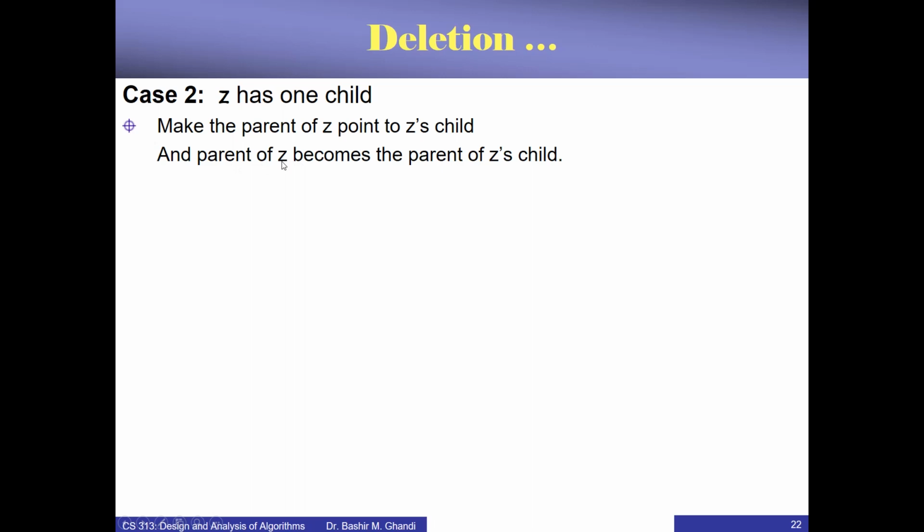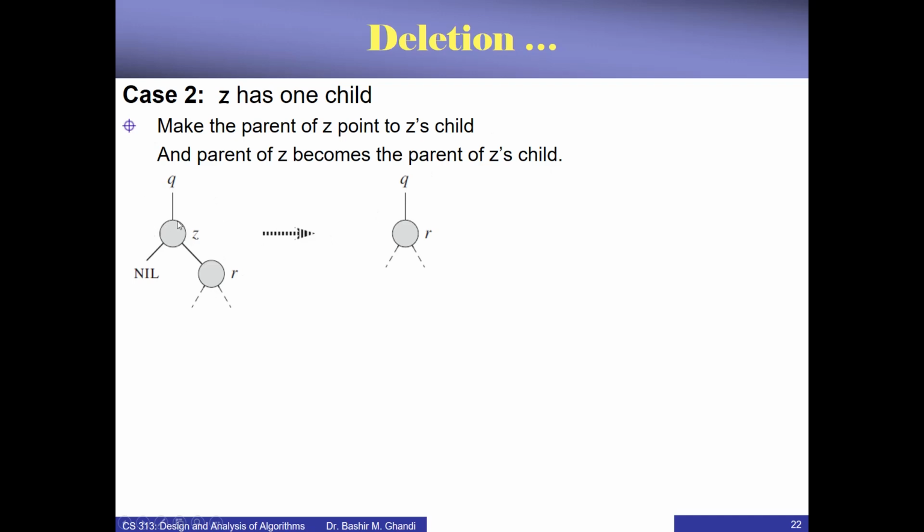Similarly, the parent of Z should become the parent of the Z's child. Yeah, it's better with an example. So let us see what we are talking about. So this is our tree.